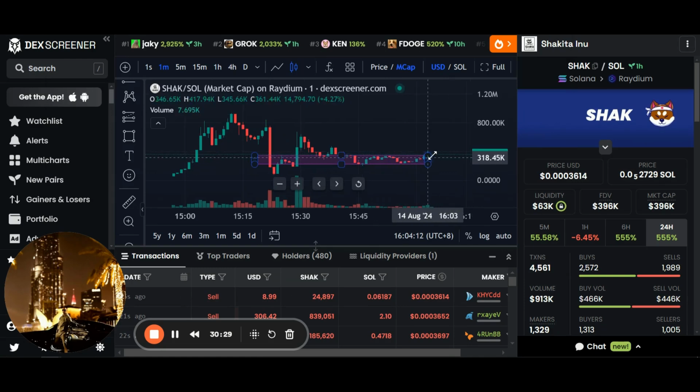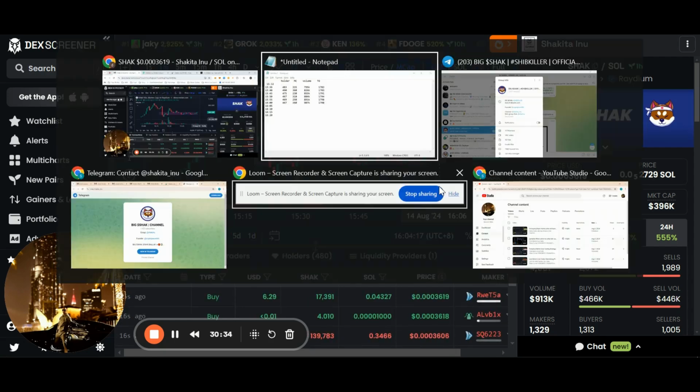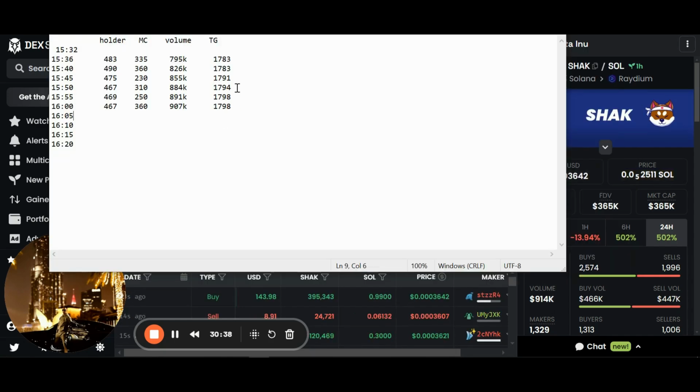We're breaking out of this accumulation range, it seems. The volume is increasing nicely. Telegram holders are stable. Market cap, it's getting there. And the holder count is holding. So again, I'm still holding the position. I'm not adding. I'm not selling anything yet.